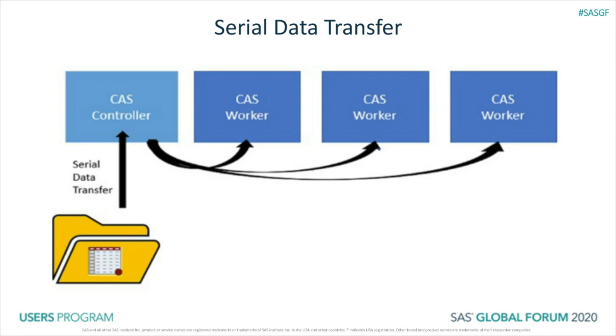In this example, the CASLIB that contains our data set is only accessible by the CAS controller. So when the data is transferred via a serial data transfer to the controller, it's then going to be redistributed to the CAS workers. Although a serial data transfer is always available, it's not the fastest way to load your data into CAS.